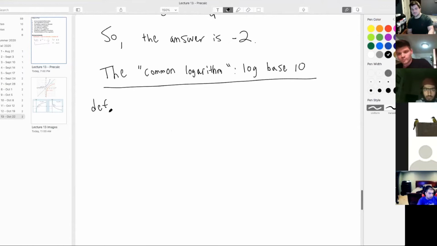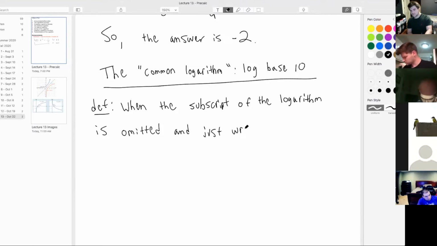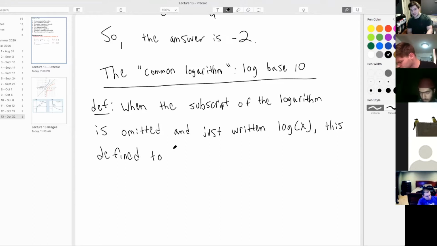Really, I'm not saying anything too new here. We're just giving a piece of notation for log base 10. When the subscript of the logarithm is omitted, so you just have log with no subscript, and just written as log x, see how there's no subscript? I just wrote log parentheses x. This is defined to be log base 10 of x.